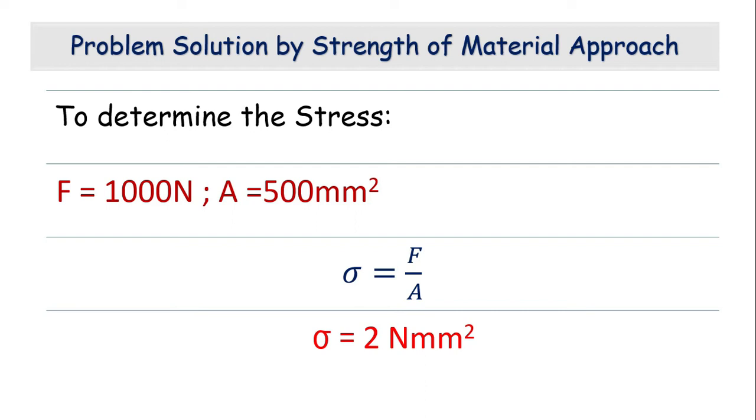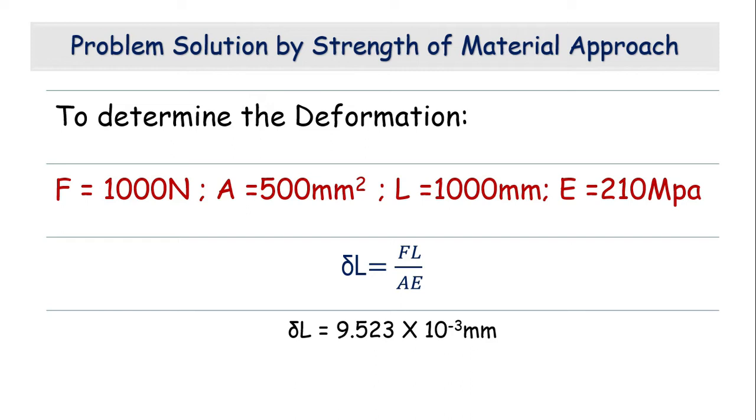Now let us see how the stress is computed using the strength of material approach. We know that the stress is the internal response that is generated due to the action of the external force on the mechanical element. And here the external force is of magnitude 1000 newtons and the force is acting on a cross-sectional area of 500 mm square of the element. So considering the mathematical formula for stress computation, we have sigma is equal to F by A. Substituting the values of F and A from the problem statement, we get the value of sigma as 2 Newton per mm square.